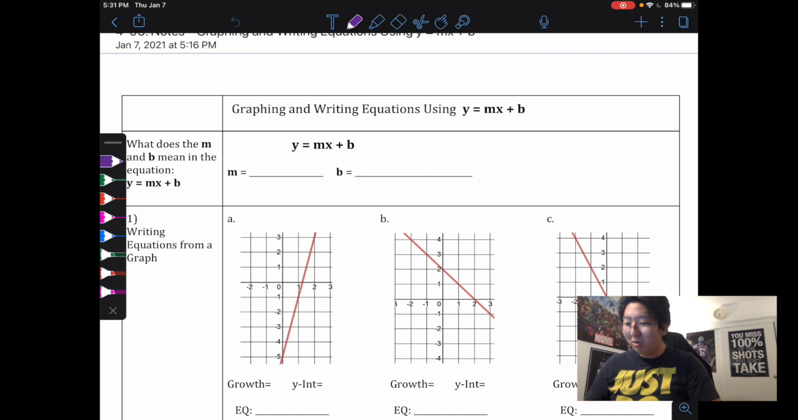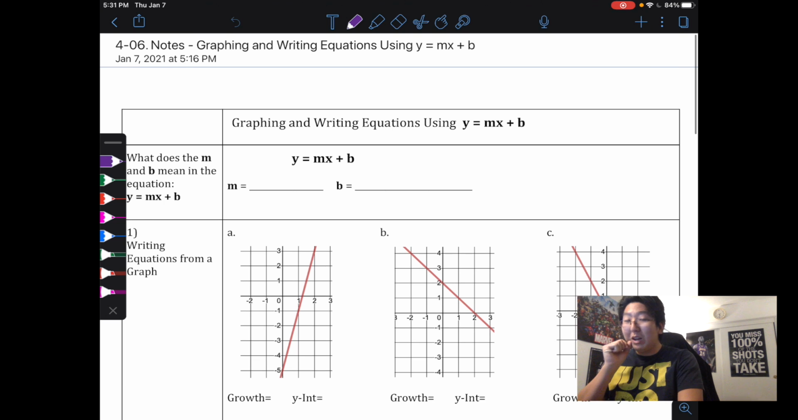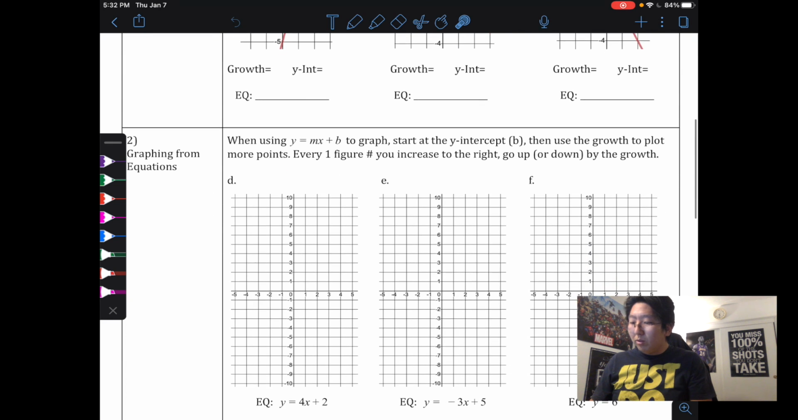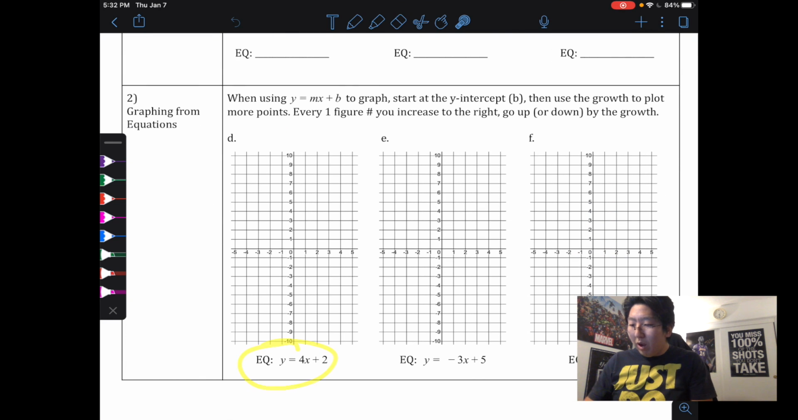Here are our notes on how to graph and write equations using y equals mx plus b. Now, hopefully by now, y equals mx plus b you are comfortable with and you have some of it memorized. Here we're going to be looking at two different things. We're going to be looking at a graph and saying, can we come up with the rule y equals mx plus b? And can we also take a rule and graph it using y equals mx plus b?